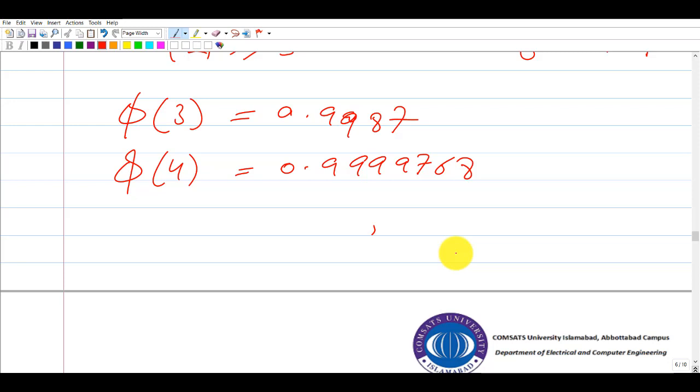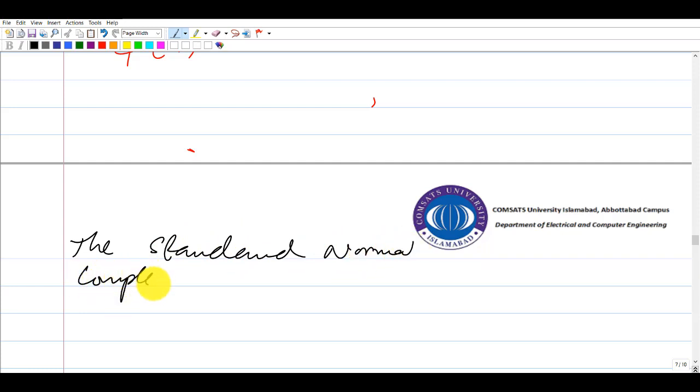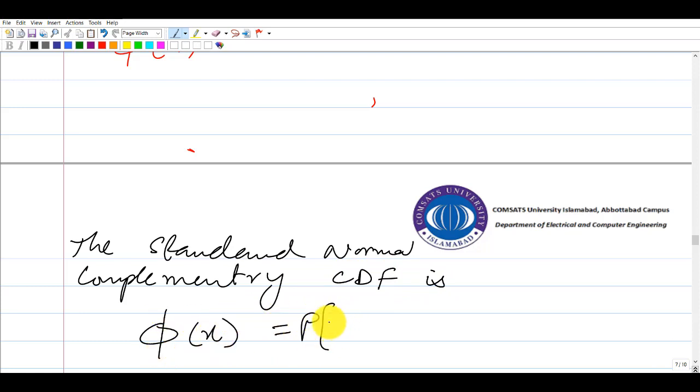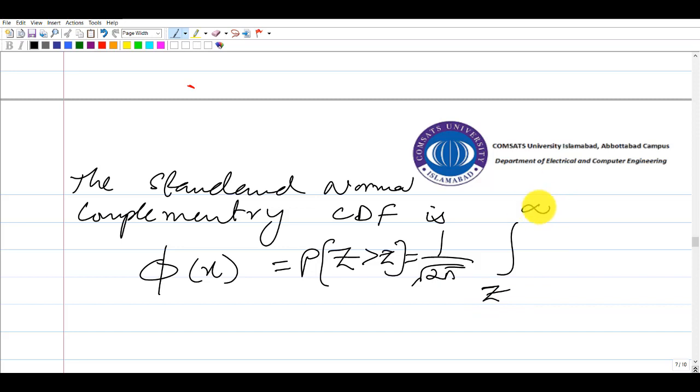So what is the standard normal complementary CDF? It is defined as Q of Z, which is the probability of Z greater than z, equal to 1 over square root of 2 pi, integral from z to infinity of e raised to minus u square by 2 du, which is equal to 1 minus phi of z.